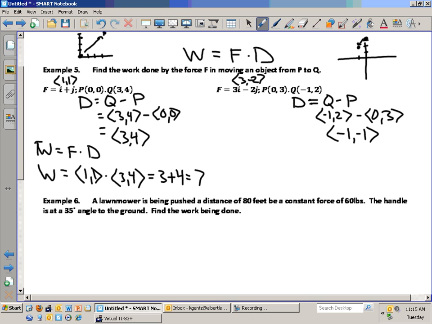To calculate work, I take my distance and multiply it by my force, which is 3, negative 2. When I multiply those together, I get 3 times negative 1, which is negative 3, plus negative 2 times negative 1, which is positive 2. I get negative 1. Any questions?